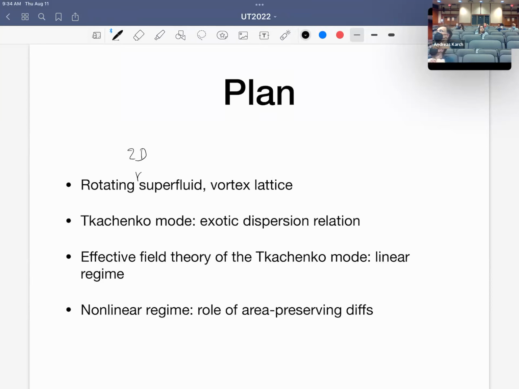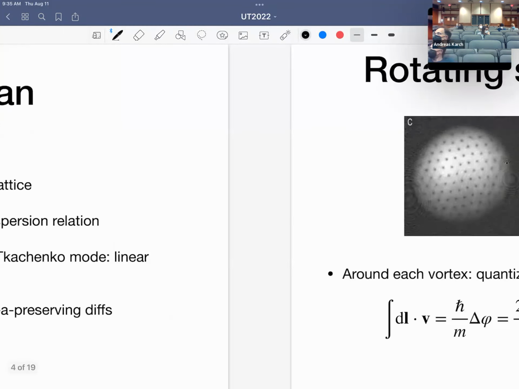And this Kachenko mode has an exotic dispersion relation, and the effective field theory that describes it turns out to be also quite exotic, in a sense that I'm going to tell you about. We first will consider the linear regime, the quadratic Lagrangian of this theory, and then go to nonlinear regimes and talk about the role of area-preserving diffeomorphisms as an interesting symmetry of this theory.